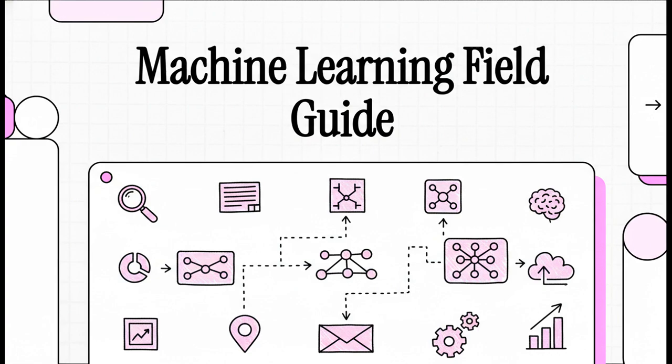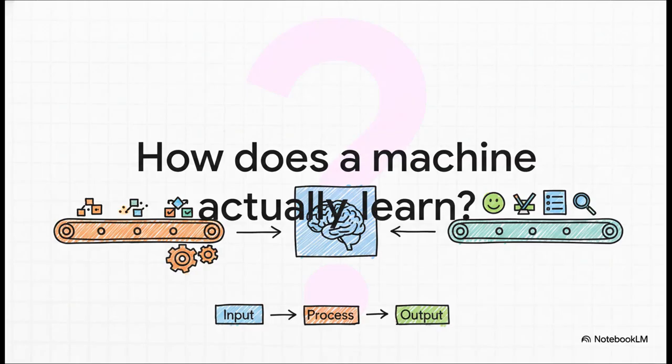All right, let's just rip the Band-Aid off and ask the biggest question right up front. How does a machine actually learn anything? It feels like magic, but I promise you it's not. It's a process, a set of rules and ideas, and we're going to break it down piece by piece.